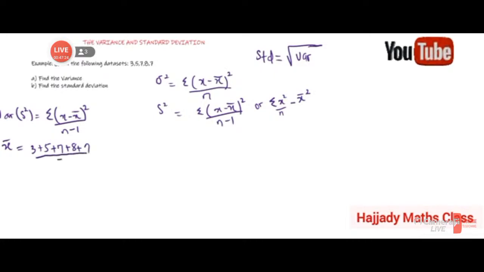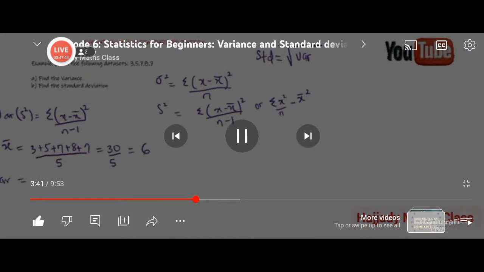So this is going to give us 30 over 5, and our mean is going to be 6. Now making use of the formula here, which is summation of (x minus x bar) squared, our variance will now be equal to each of the observations minus the mean.